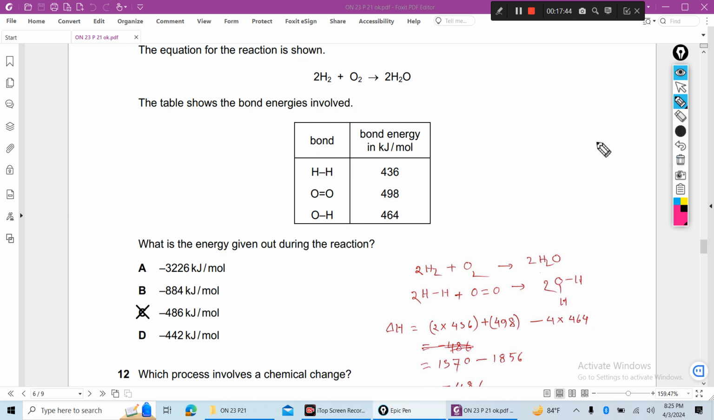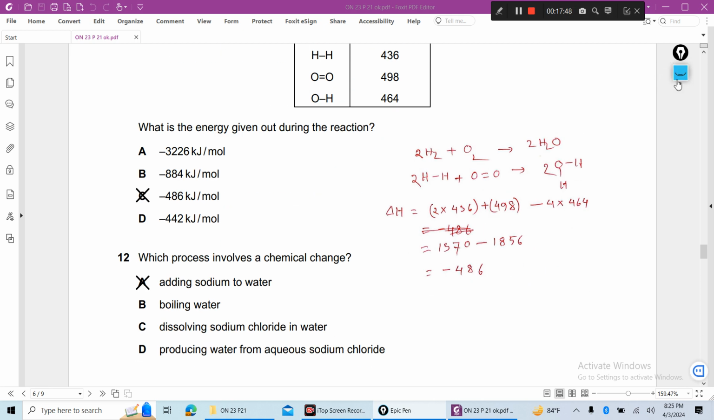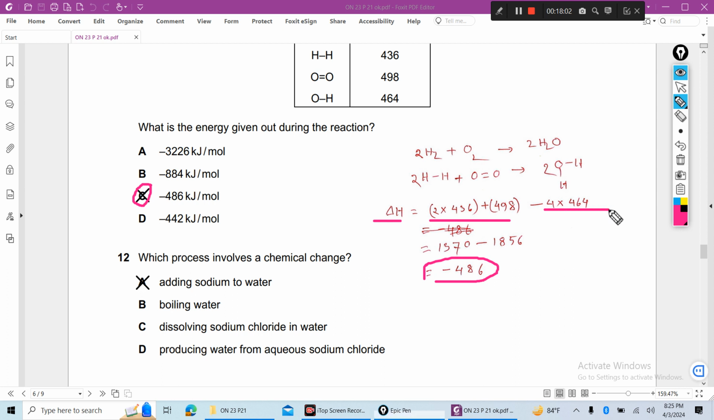So if you calculate, you will get negative 486 kilojoule per mole. That means energy given out. Bond broken energy means all reactant energy minus product energy, then you will get this.